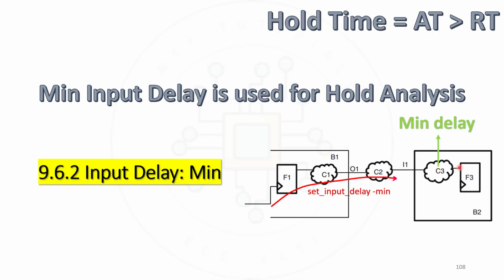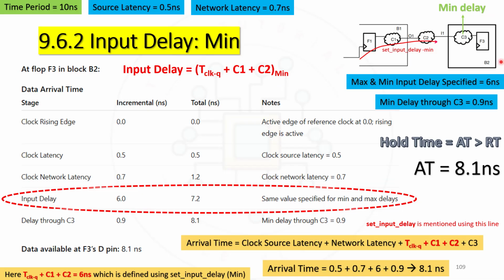So from here to the data pin of the flop is called arrival time, and required time is something which is calculated with respect to the time period, followed by which we will make use of either setup or hold depending upon what we are calculating. That is, for max we will be going for setup and for min we will be going for hold. So at flop F3 in block B2, first let us try to calculate data arrival time, and these are some of the values which we have assumed.